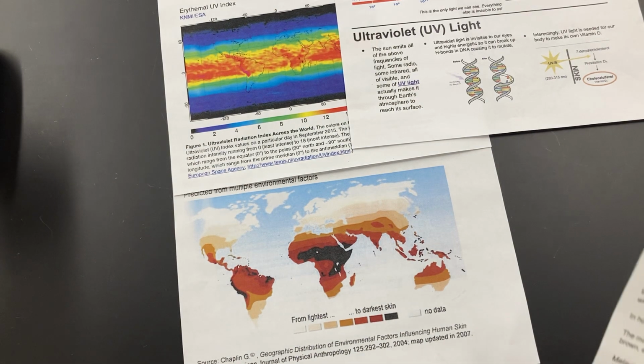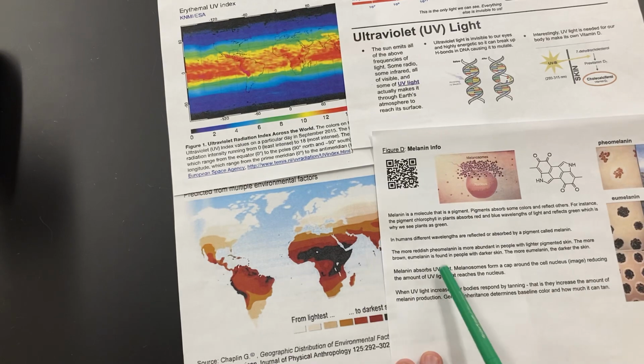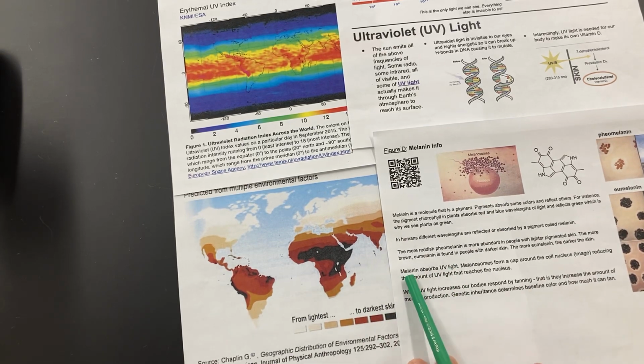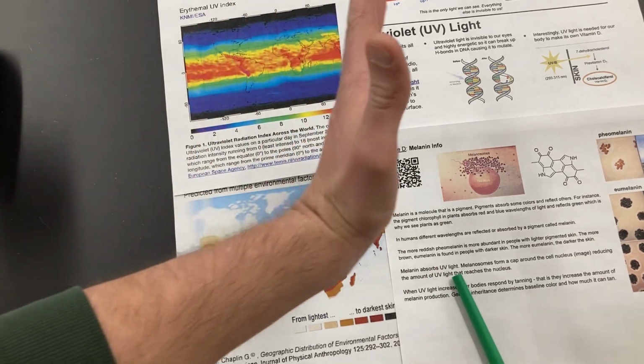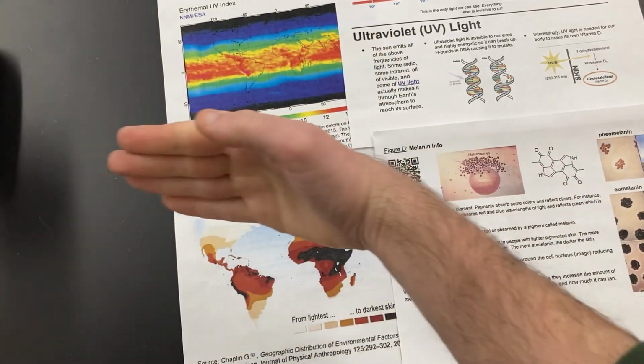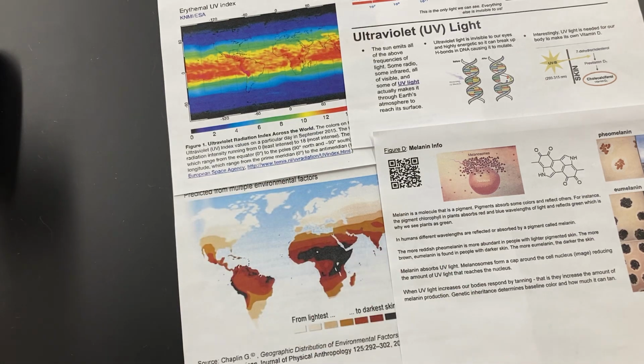We also know how UV relates to melanin. Skin color is that melanin is that pigment that absorbs UV light. So it essentially absorbs that UV light, prevents it from going in to affect our cells. So we have this type of connection right here.